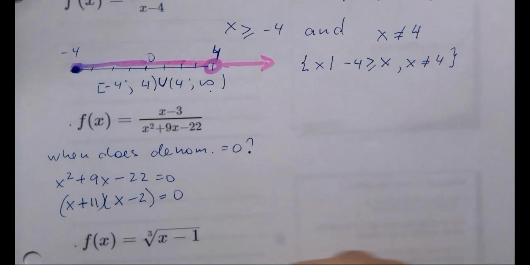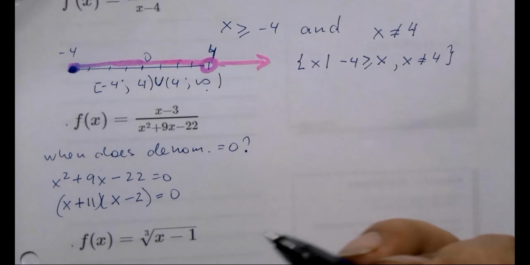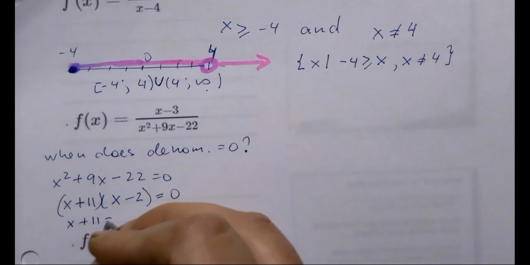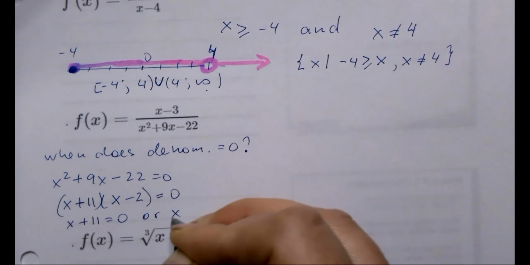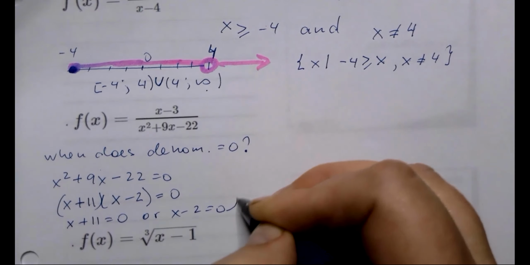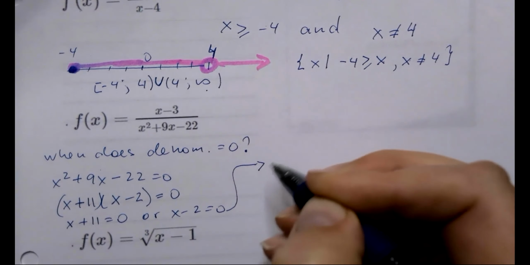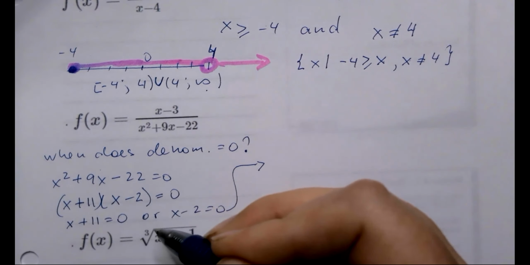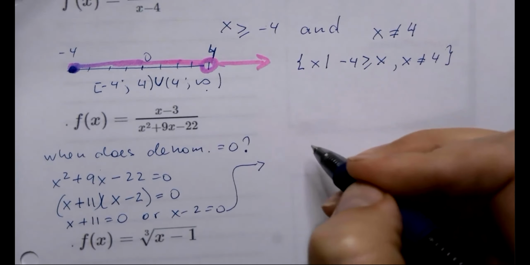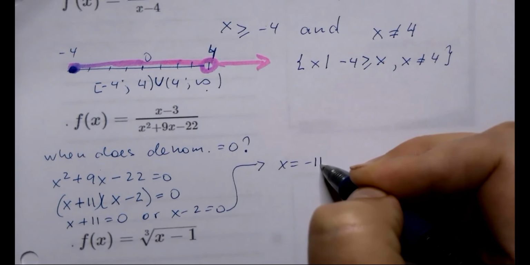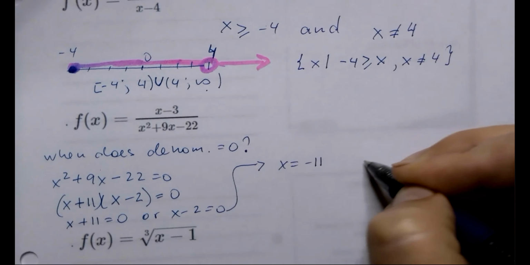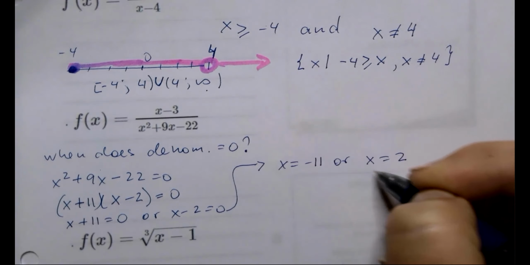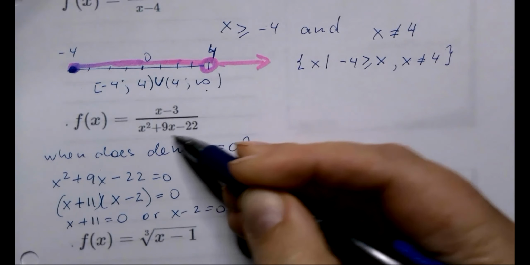Okay, so after this, we're going to set each factor equal to 0. If we have a times b equals 0, then either a or b equals 0. So we have either x plus 11 equals 0 or x minus 2 equals 0. In each case, we're going to have a product of 0. Let's solve each of these equations. Here x plus 11 equals 0 when x equals -11, and x minus 2 equals 0 when x equals 2.